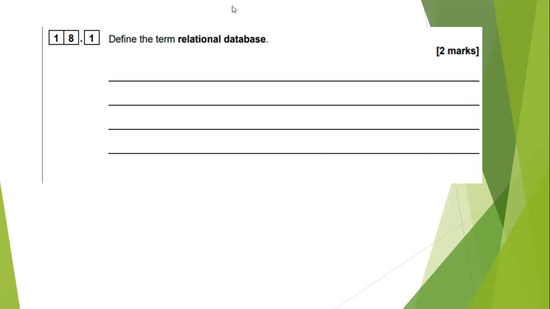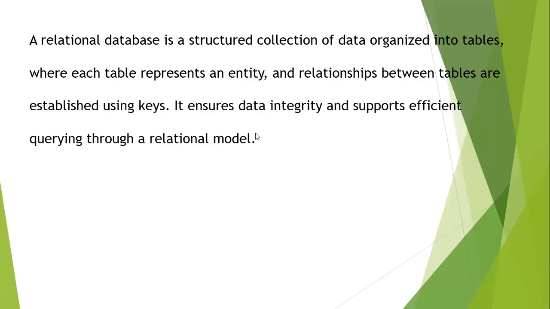Okay, now see its definition. A relational database is a structured collection of data organized into tables, where each table represents an entity. Relationships between tables are established using keys that ensure data integrity and support efficient querying through a relational model. Got the idea? This is the brief on relational database.